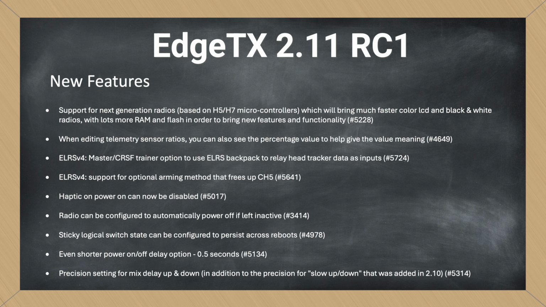Now they've got the pipeline, the piping, the plumbing in to allow use of a much more high-end CPU for the next generation of radios. So that was a very cool update, in my opinion. When adding telemetry sensors, you can also see the percentage when you're adjusting the ratios.